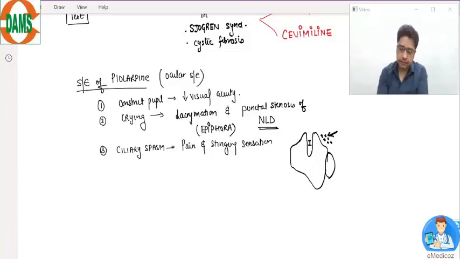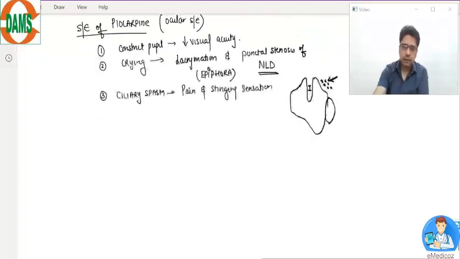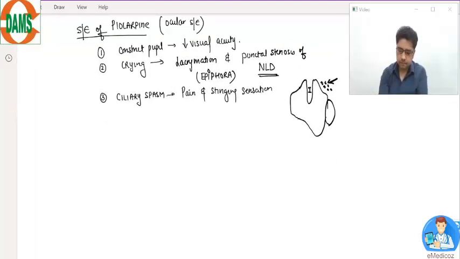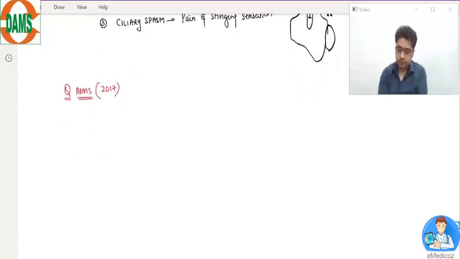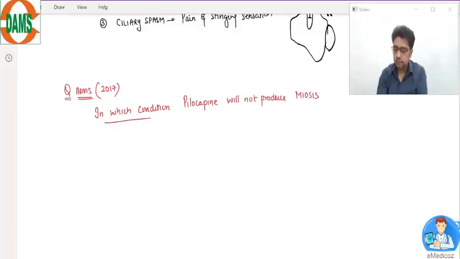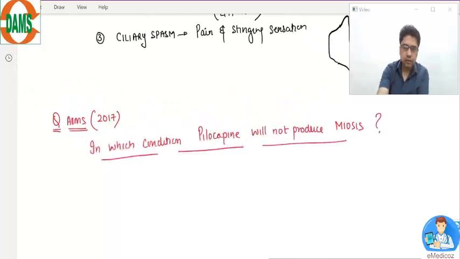Okay. Now I want to ask you one question. This question was asked in AIIMS. Now, let's talk about one question. Okay. In which of the following conditions will pilocarpine not produce miosis? This was the question. In which of the following conditions will pilocarpine not produce miosis?